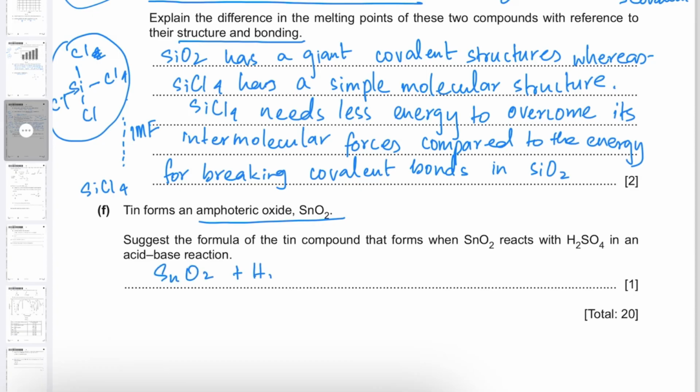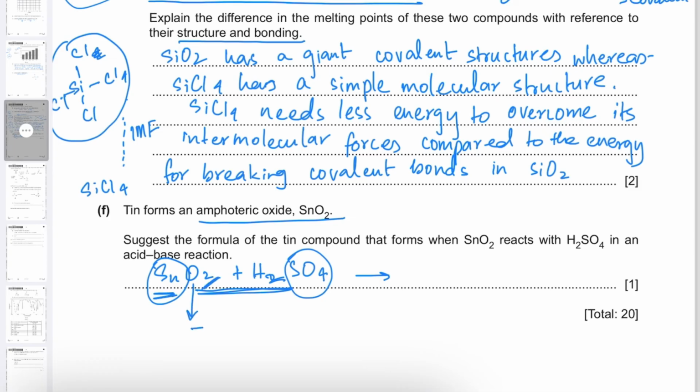So, this reaction will produce a salt as well as water. The reacting ions that produce the salt will be the tin as well as the sulfate ions, and the remaining ions will form a water molecule.